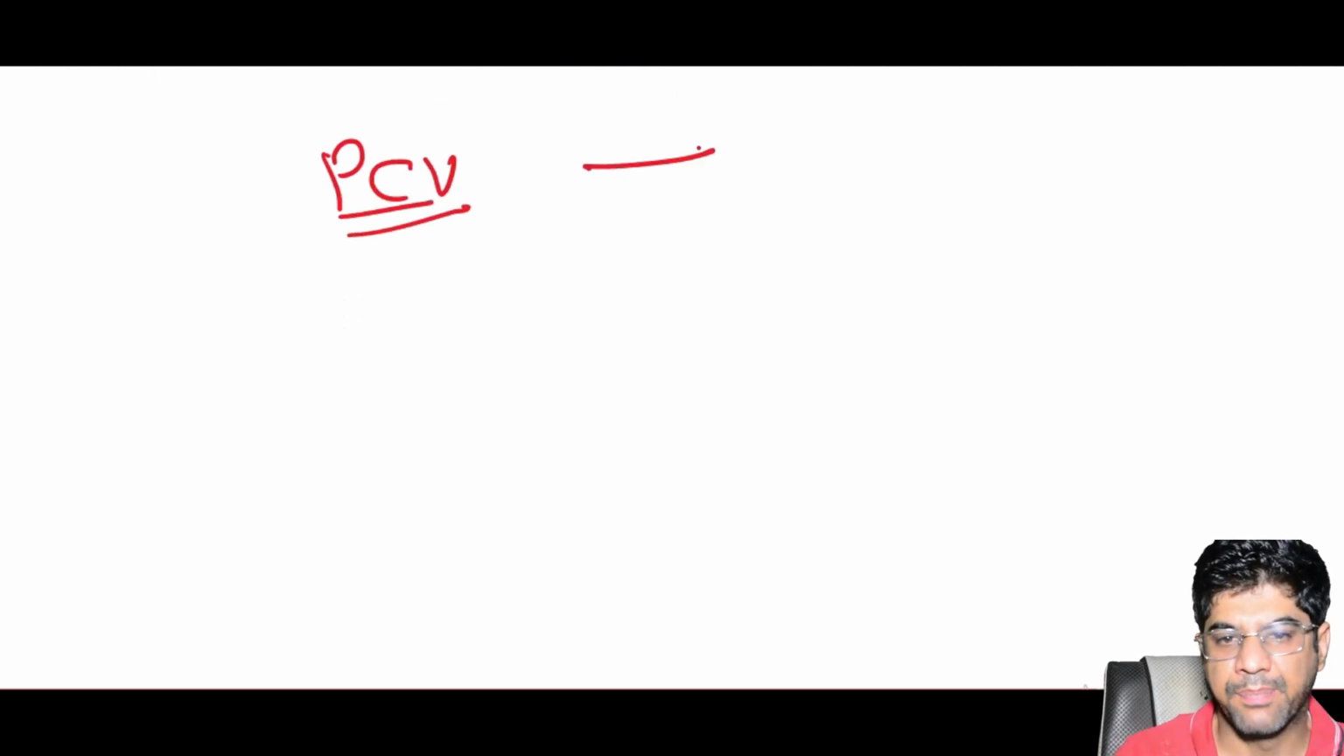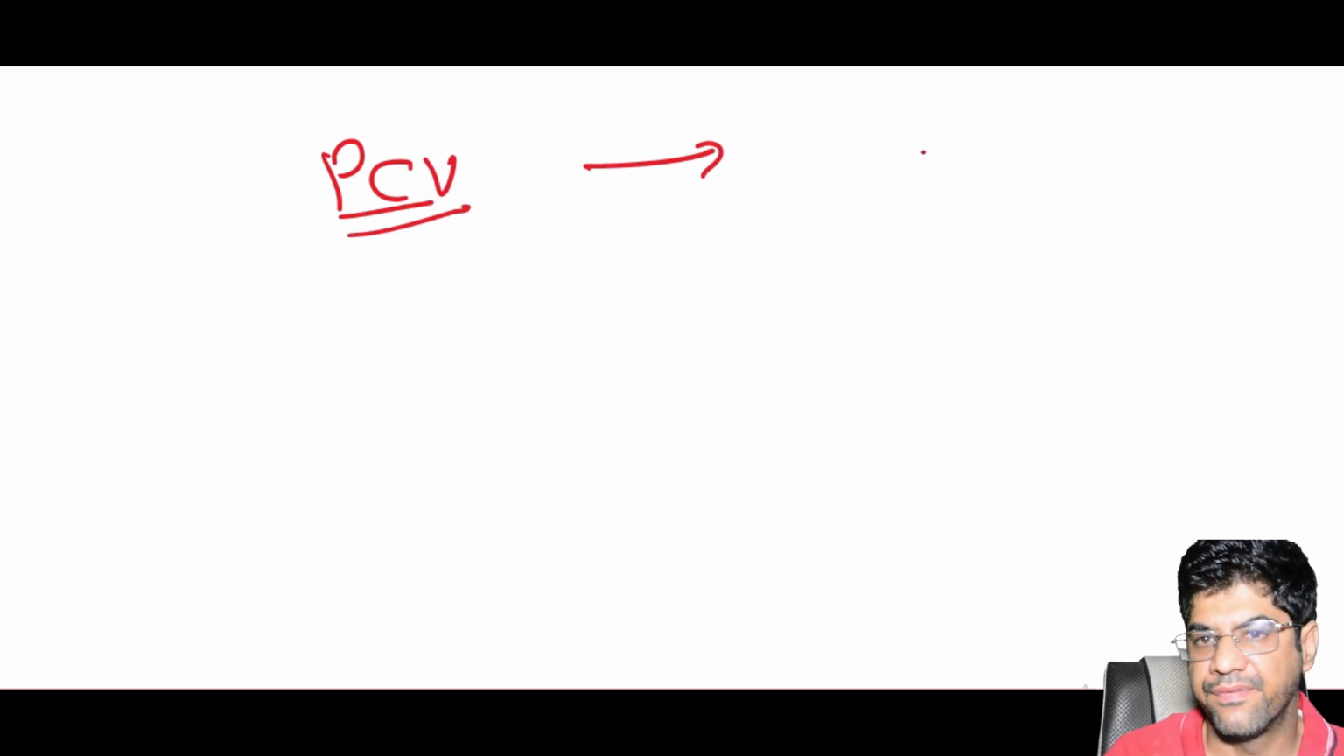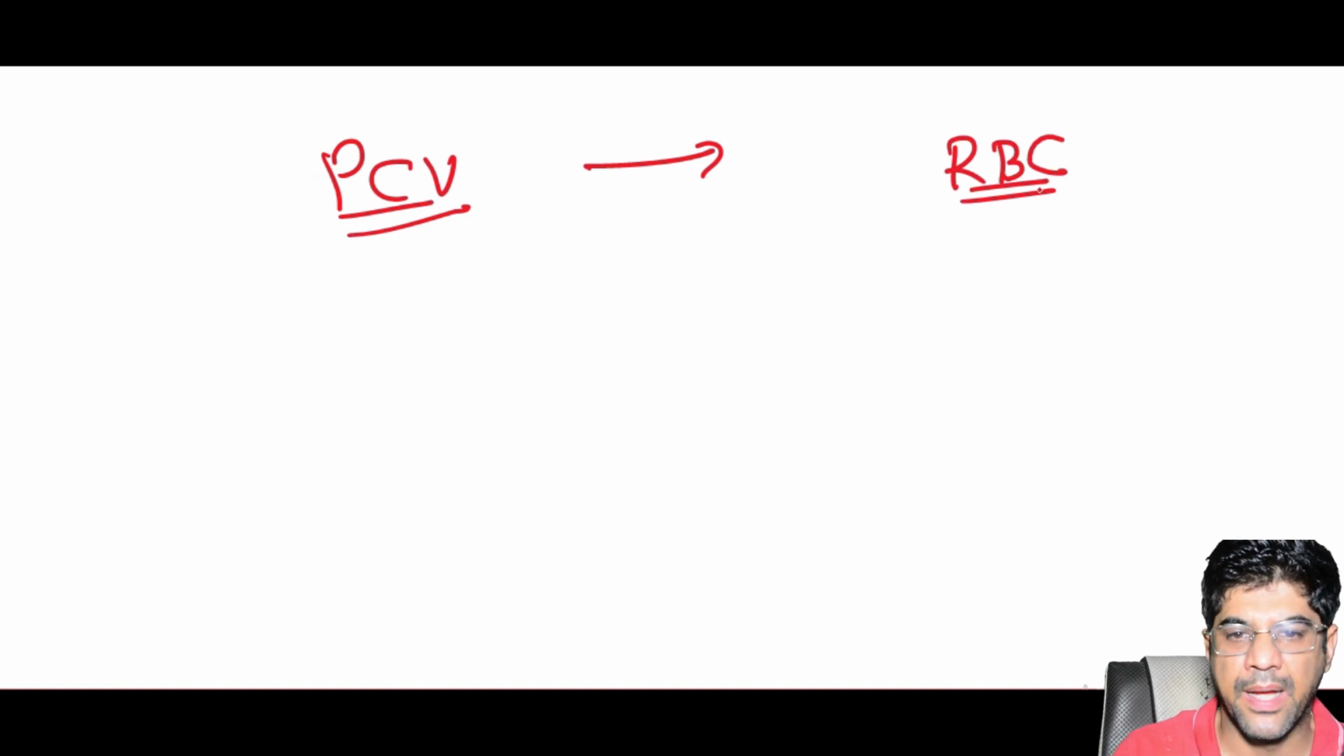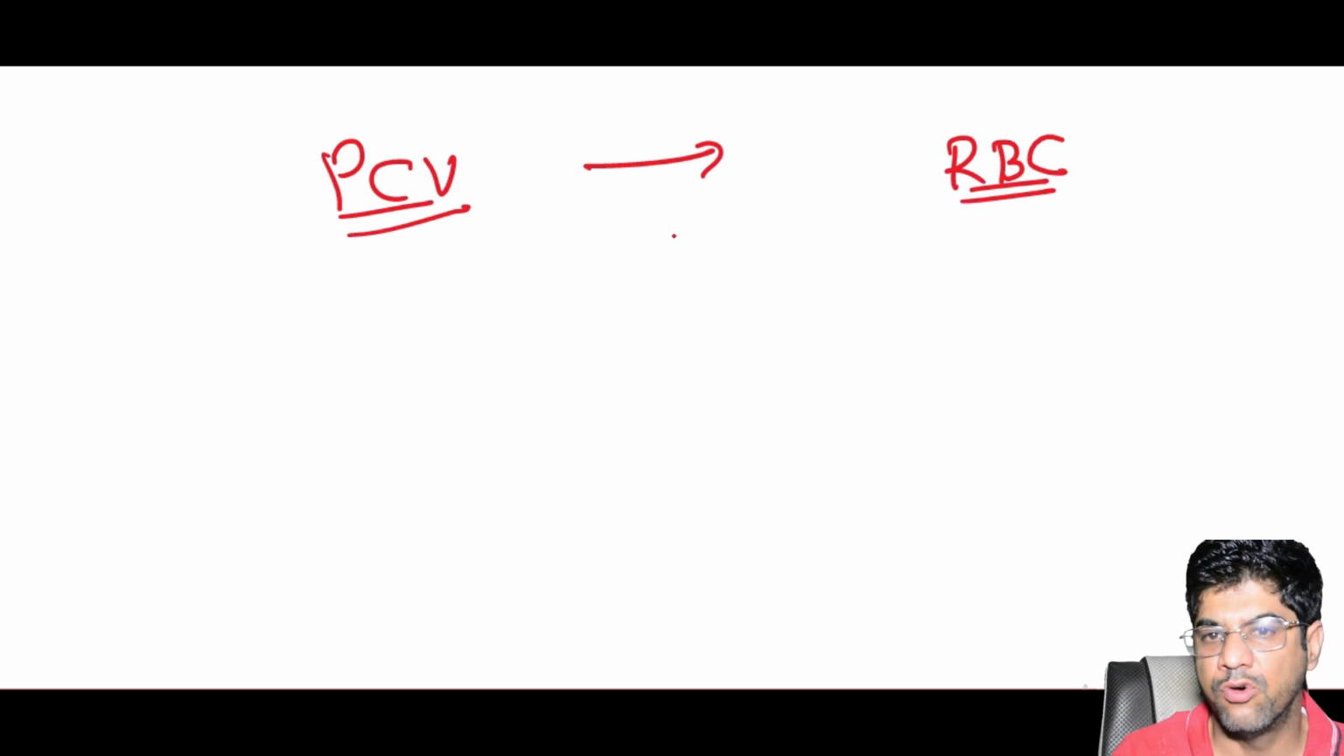Now other important thing is PCV. What is PCV? It is known as packed cell volume. It is the percentage of your blood that is made up of red blood cells. So when your blood is spun in a machine, that is centrifuge, the RBC will pack down at the bottom of the tube, that shows how much space they take.